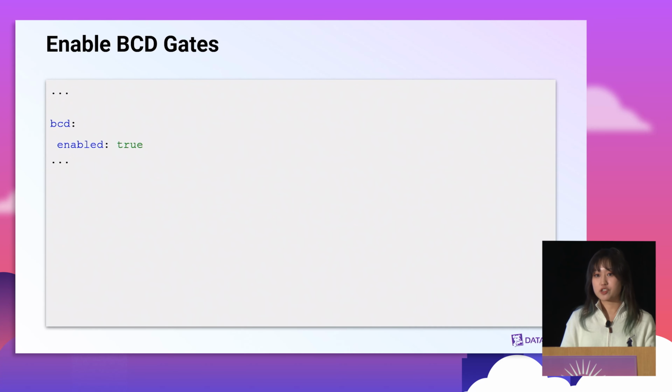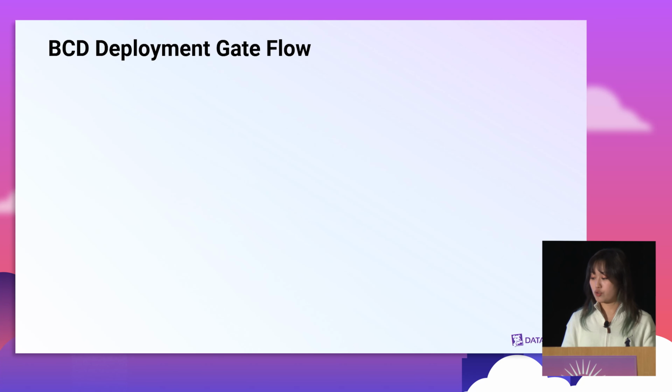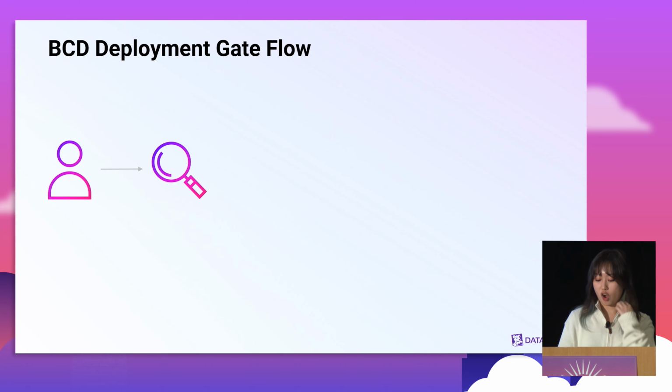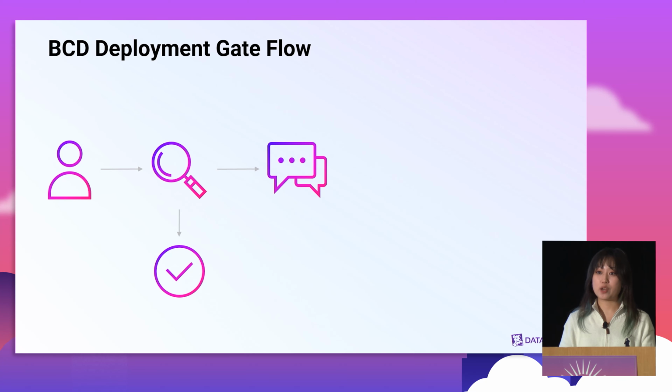After turning on the gates, I can then trigger a deployment as a user, which kicks off BCD running automatically. And if BCD did not detect any breaking changes, we would deploy as normal. Otherwise, we would send a manual judgment prompt to the user, through Slack and our internal deployments UI, so that they can manually check if they want to override or if the changes are safe.